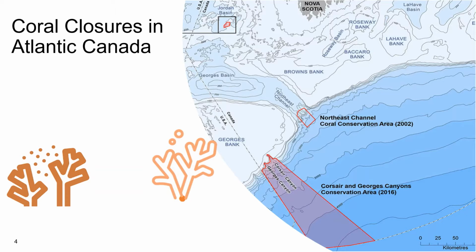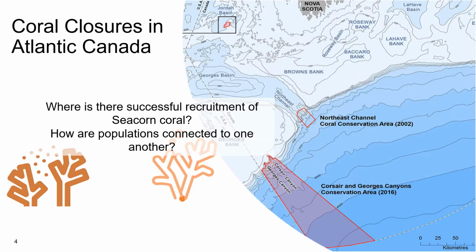Recruitment in sea corn coral is presumed to be low, as colonies less than 10 centimeters are rarely encountered. It is important to protect adult colonies, but we must understand larval sources and sinks in order to effectively protect coral populations. So, the questions remain: where is there successful recruitment of sea corn coral, and how are populations connected to one another?